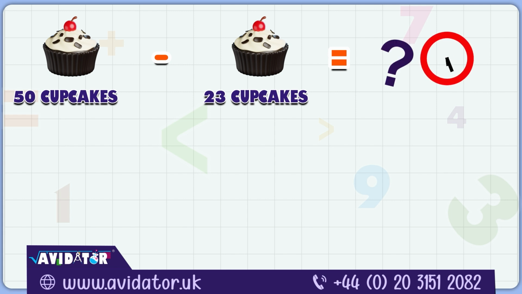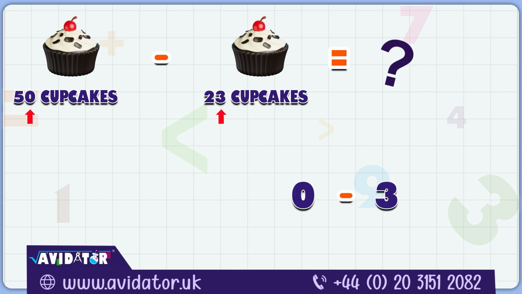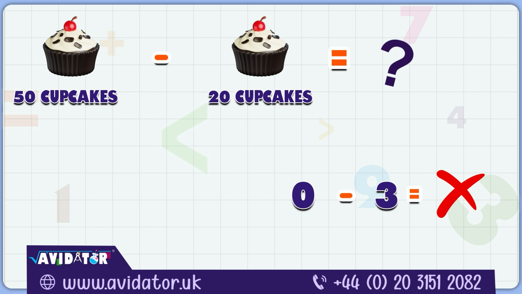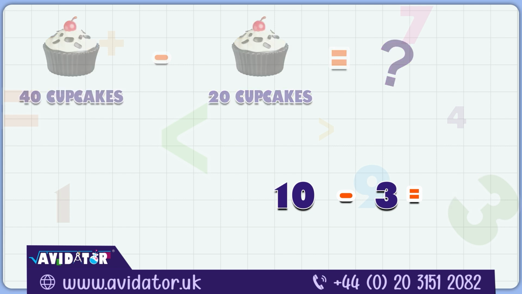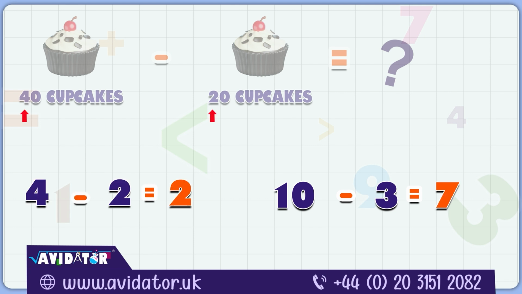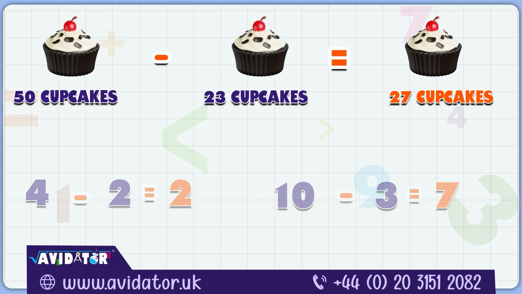Let's work it out. Subtract 3 from 0. Since you can't do that, borrow 1 from the tens column. Now subtract. 10 minus 3 equals 7, and 4 minus 2 equals 2. The answer is 27 cupcakes remain.